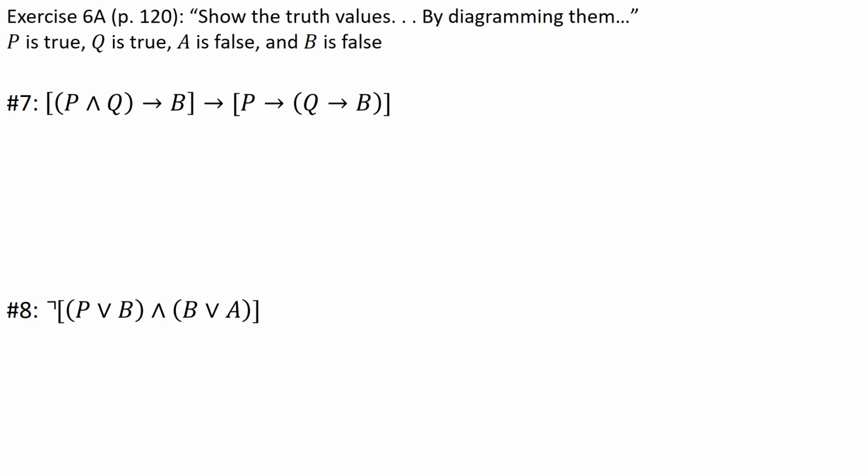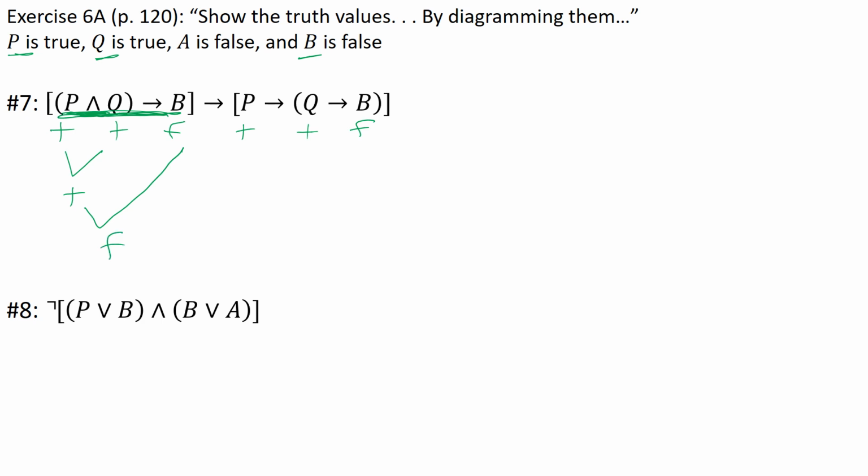Together, let's look at number 7. So we know that P is true, Q is true, B is false. If we look here at this P and Q, we have a conjunction, and both P and Q are true, so that is in fact a true conjunction. Now we can look at this conditional here. The antecedent is true, but the consequent is false, so that is a false conditional.